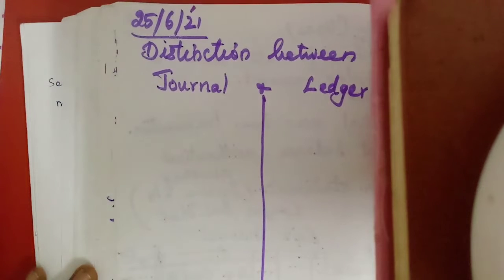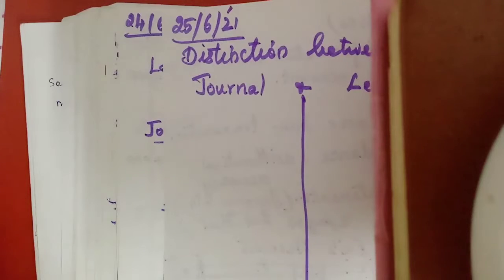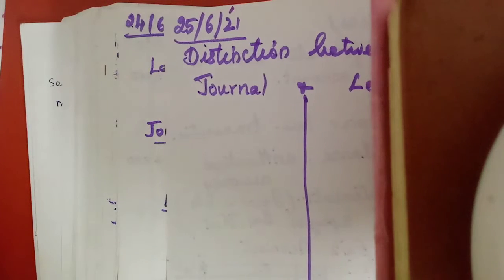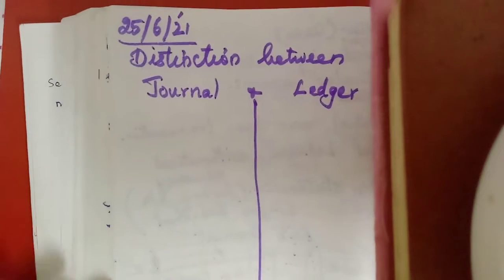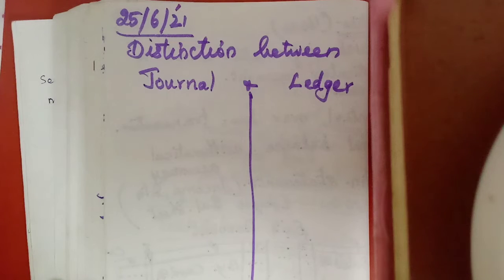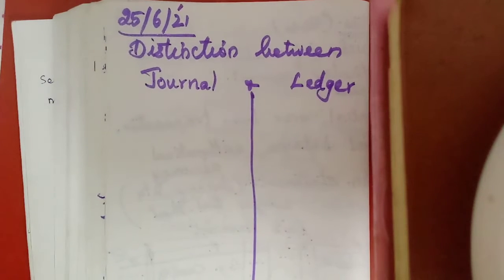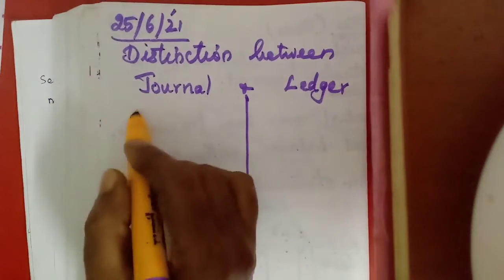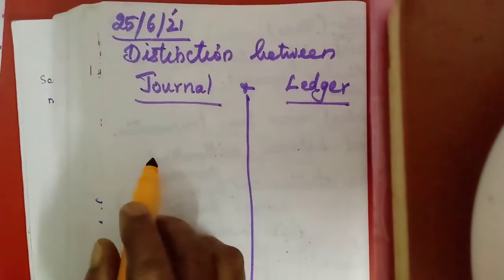Okay, shall we come back to our lesson in accountancy? We are in the fourth lesson. We have learned how to prepare the journal entries. Now, the second process in accounting is posting. That is called ledger. We are posting in the ledger accounts. Now we have learned what is ledger account and what is journal. So let us see the difference between journal and ledger.